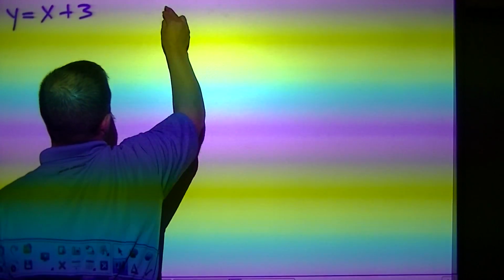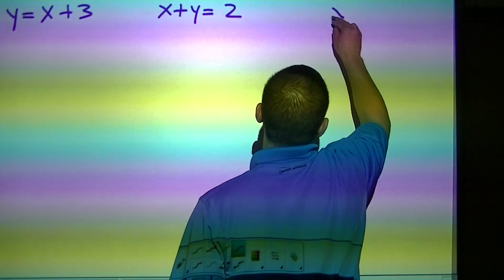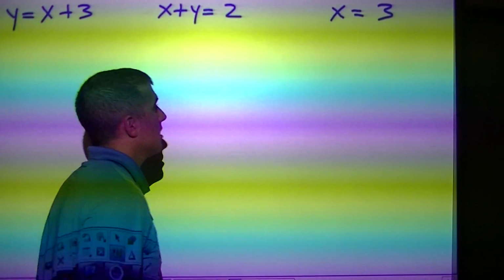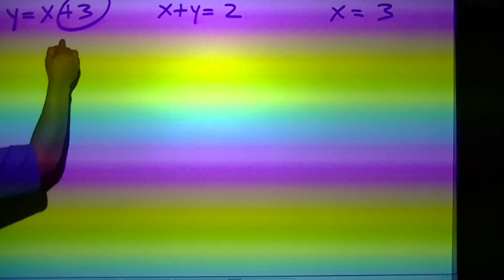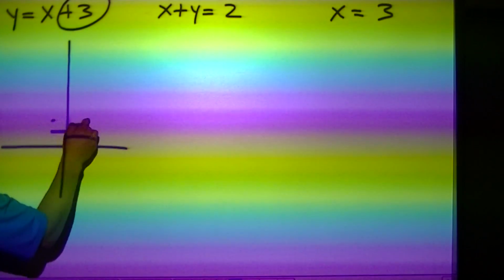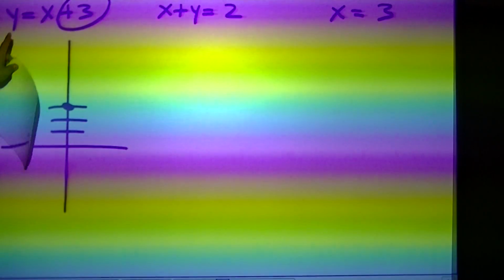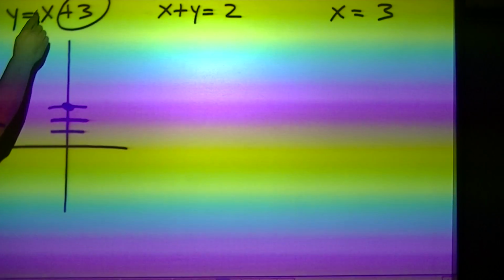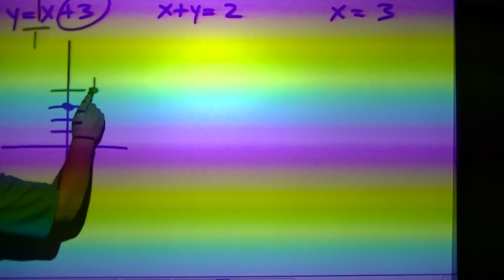If I got y equals, let's say x plus 3. Let's say I've got x plus y equals 2. And let's say x equals 3. Okay? All right. Once again, here's my y-intercept. Now people are going to say, well, is this going to be a vertical? Because I see an x. All right, no, because that's going to be 1 over 1. So up 1 to the right 1.